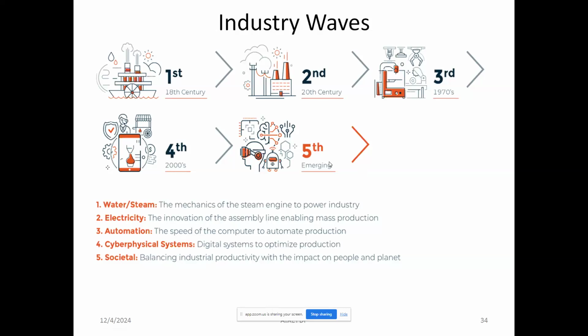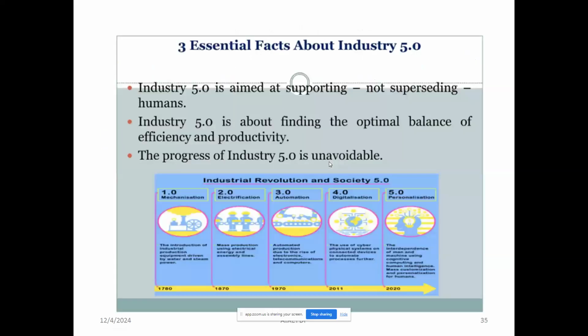There are three essential facts, because we need to believe three essential facts. Industry 5.0 is aimed at supporting, not preceding humans. So it does not mean that it overcomes the human decision. It can mimic the human decision, but with minimum time, in order to increase productivity at a mass level, but it is not superseding. And the second one, it is a reality. Okay, it is a reality, it is a fact everyone should believe.